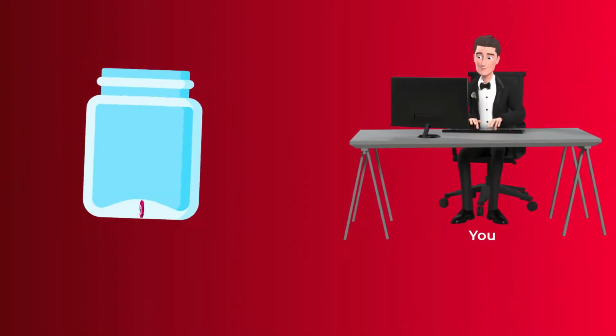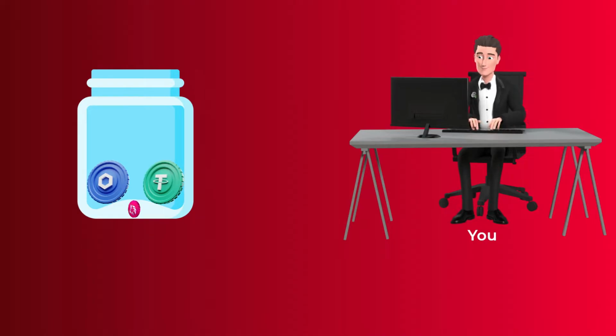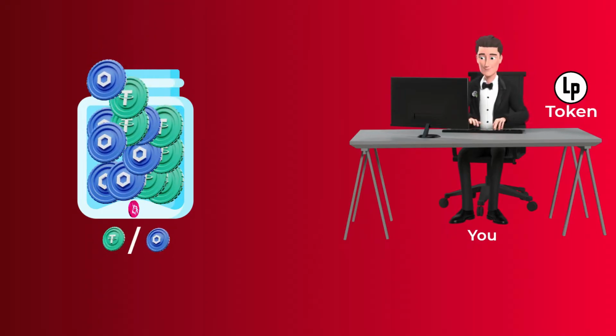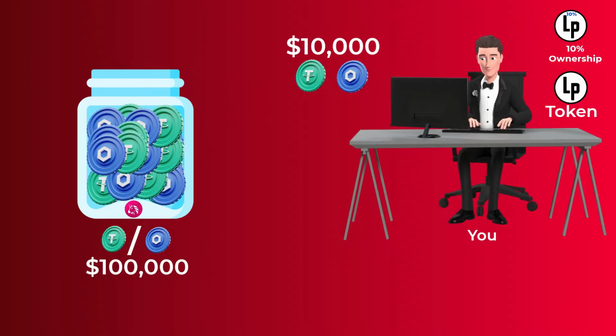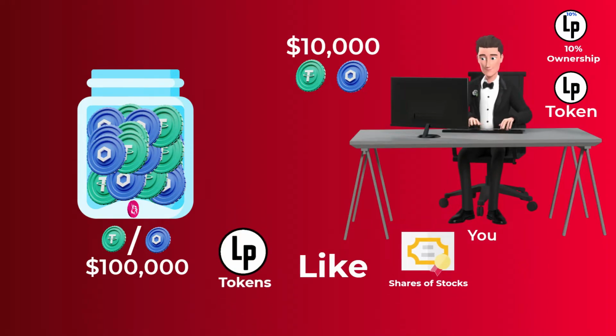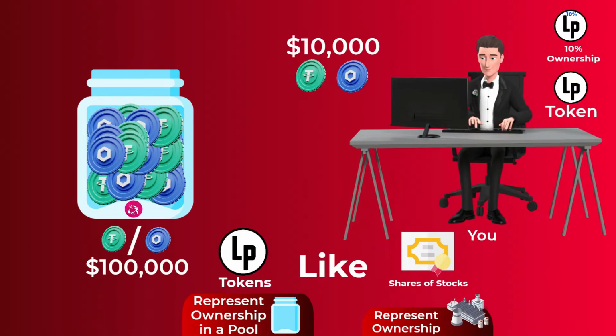When you deposit these tokens in the pool, your share in the pool is calculated, which means how much of the pool you own. And then you get some tokens called Liquidity Provider Tokens, also called LP tokens. These tokens represent your ownership in the pool. So for example, if you deposited $10,000 worth of tokens in a pool that has $90,000 worth of tokens, then you will get an LP token representing 10% ownership in the pool. You can think of these tokens as shares of stock. Shares of stock represent ownership in a company, and LP tokens represent ownership in a liquidity pool.